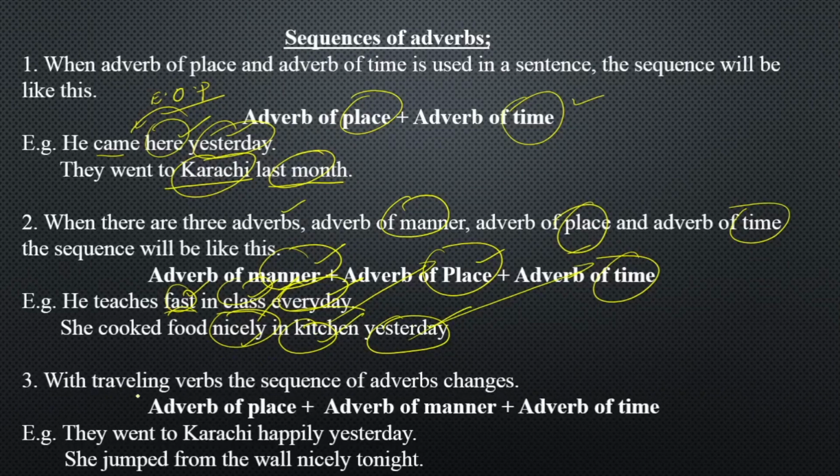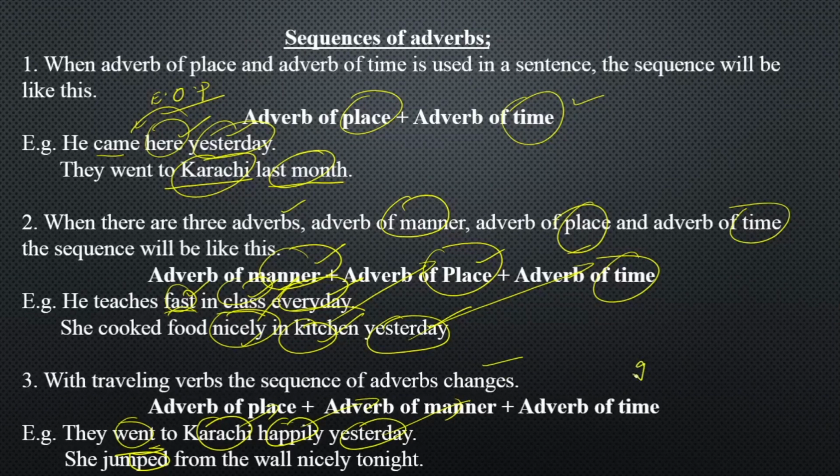Number three, with the traveling verbs, the sequence of adverbs changes. When verbs like went and jumped, traveling verbs we have already discussed. If you have not understood, you can go to the kinds of verb video where I've taught the traveling verbs. Now over here we will discuss the first example. She went to Karachi happily yesterday. See, now here place will come first, then manner, and then time.